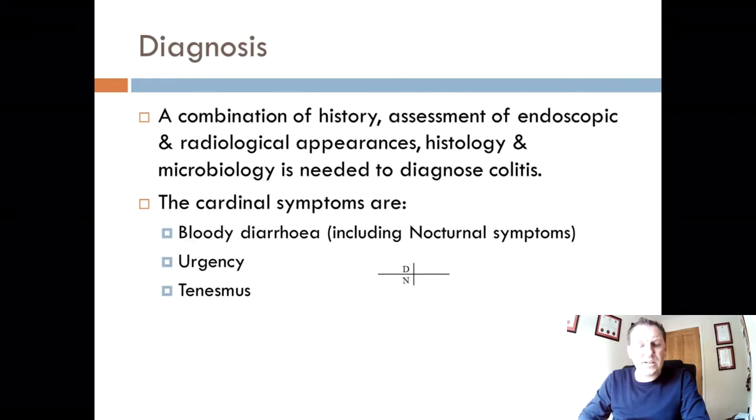So how do we diagnose it? Well, as with everything in medicine, we need a combination of history, an examination, and then some investigations. Now in ulcerative colitis, there's less things on examination that are going to be helpful, and the investigations largely are endoscopic and radiological appearances taken together with the histology and microbiology.